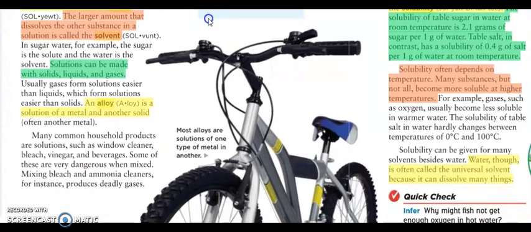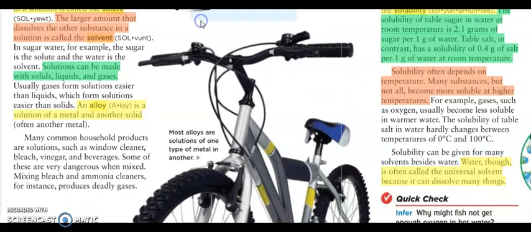And in this picture right now, another example of a solution we call an alloy. So an alloy is a solution of a metal and another solid. Most alloys are solutions of one type of metal and another. You can see this bicycle here right now. This is an example of an alloy. An alloy is a solution in solid state. As you see this piece here, it looks the same everywhere. Of course, this is an example of a solution in solid state.